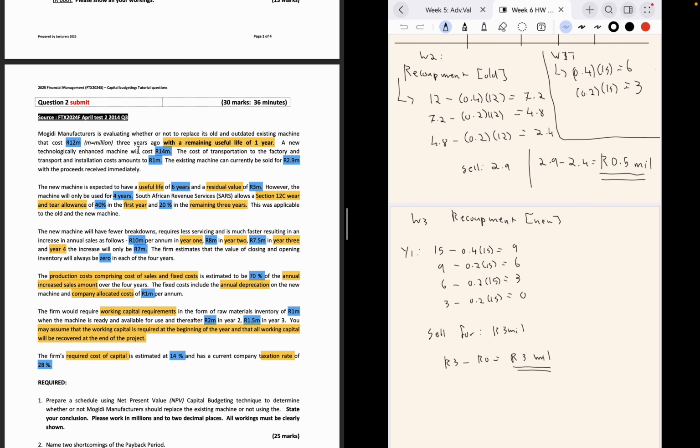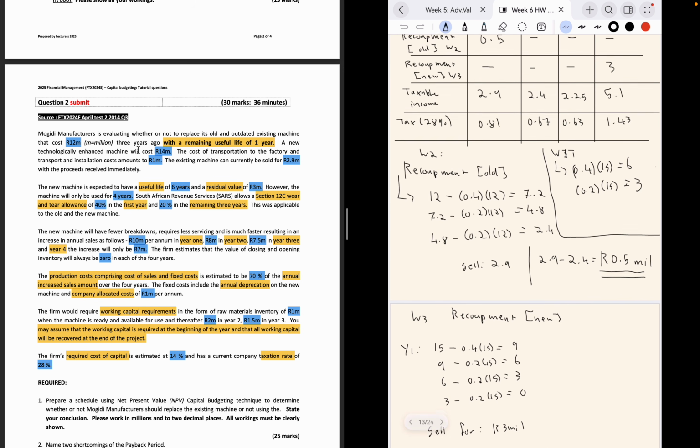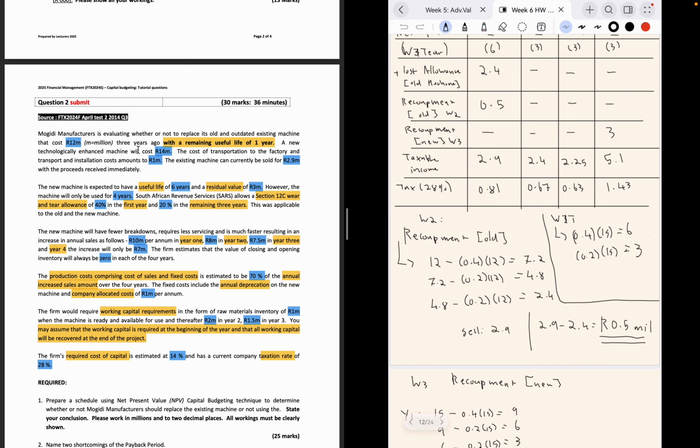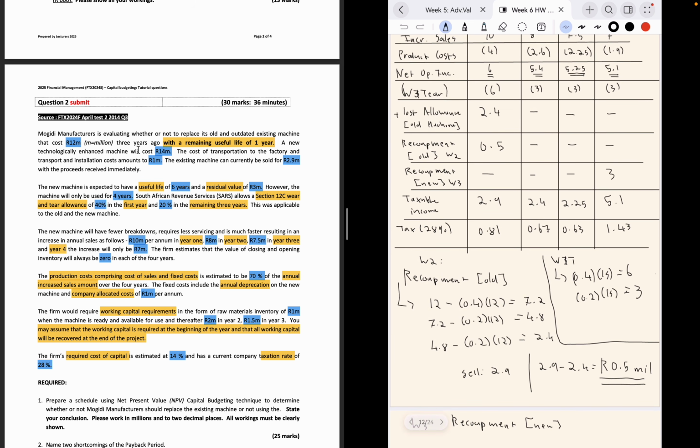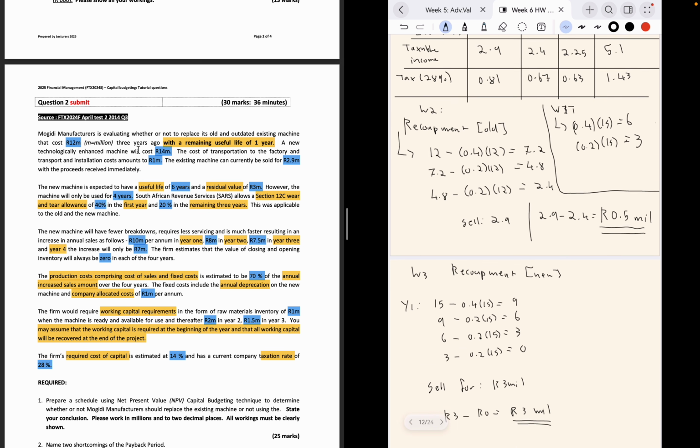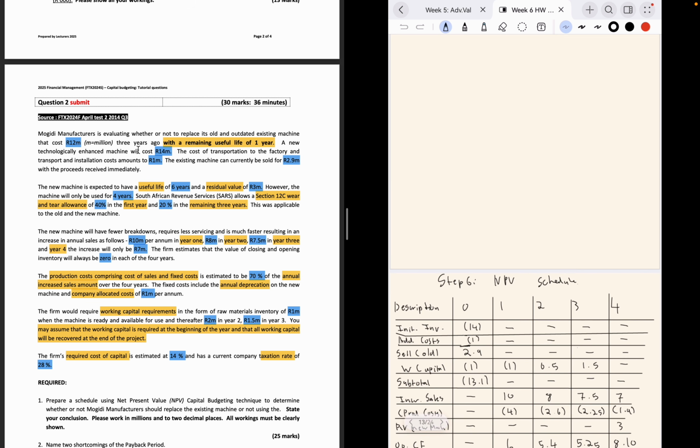So when we sell it for 3 million, it's just, I guess, pure tax profit, if you want to call it that. There's nothing to take away from it because, technically, it's worthless. So the recoupment in that year is 3. And then you add everything up for that year and you get 5.1. So you tax 5.1 million at 28%, you get 1.43. Okay, so let's move on. We've done our taxable income.